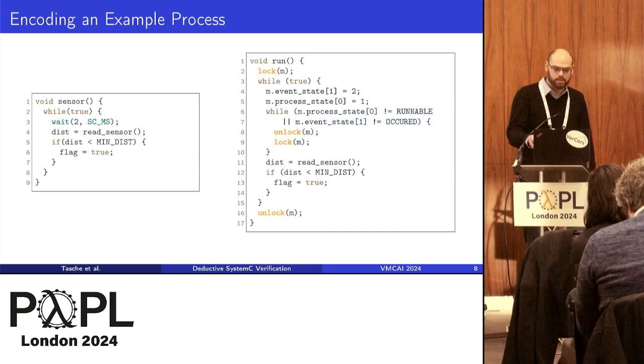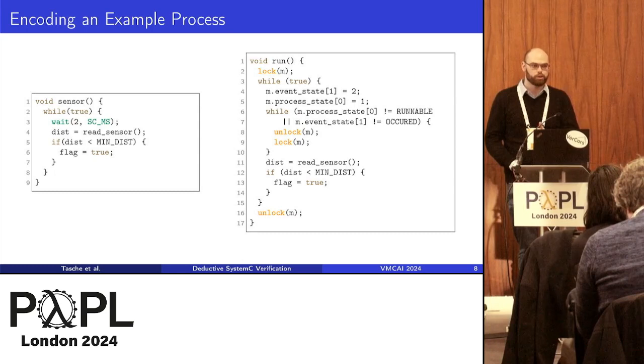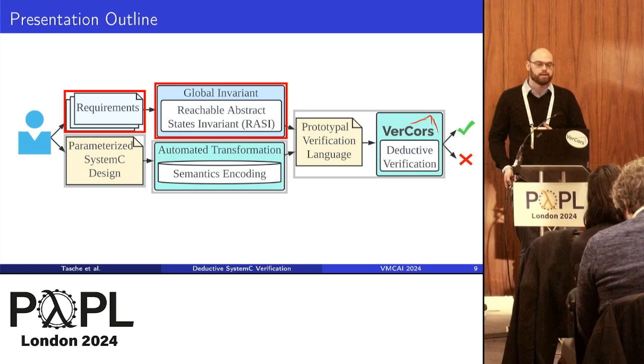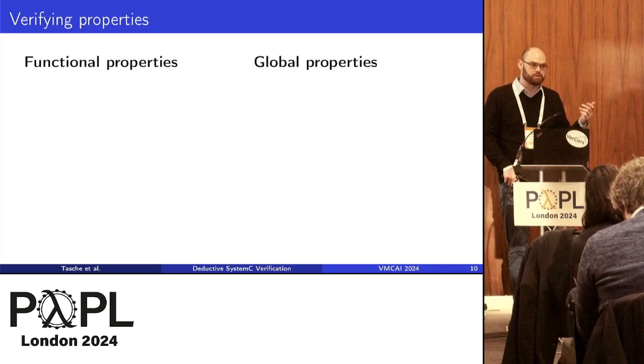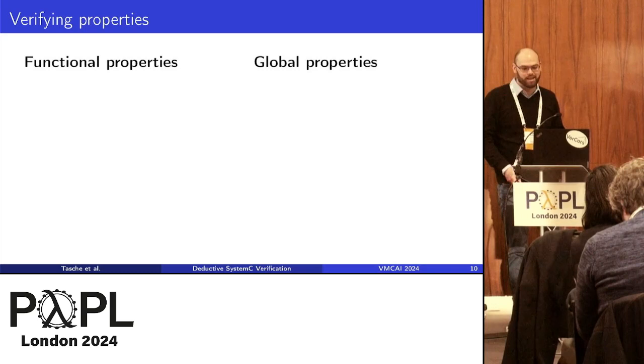And in this way, we can encode the semantics of the SystemC design in a PVL program, which we can then use as input for VerCors. However, we still need to put in some work to be able to verify interesting properties about it, and so that's the second contribution of our paper. For the properties, we distinguish between two types of properties, which we call functional properties and global properties, depending on how difficult they are for us to deal with.